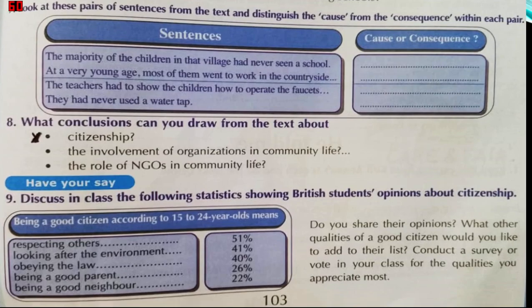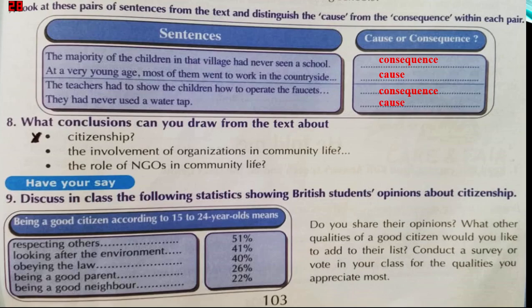Look up these pairs of sentences from the text and distinguish the cause and the consequence. So the first one is going to be the consequence, the second one is going to be the cause, the third one is going to be the consequence, and the fourth one is going to be the cause.